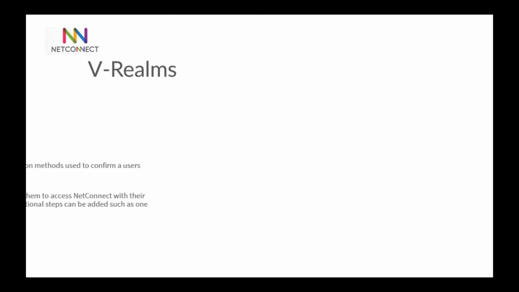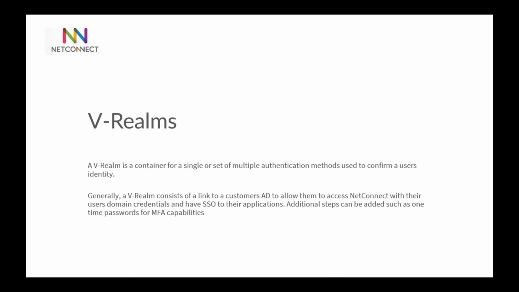So to link to your Active Directory, you'll need to do two things. You'll need to create a vRealm, and then you'll need to bind that realm to your Active Directory. So you'll see the term vRealms used in NetConnect. It can seem a little bit daunting, but essentially a vRealm is just an authentication method.